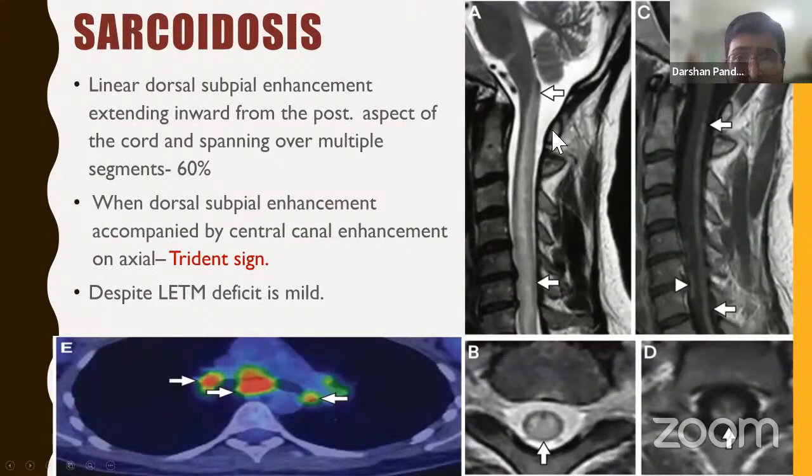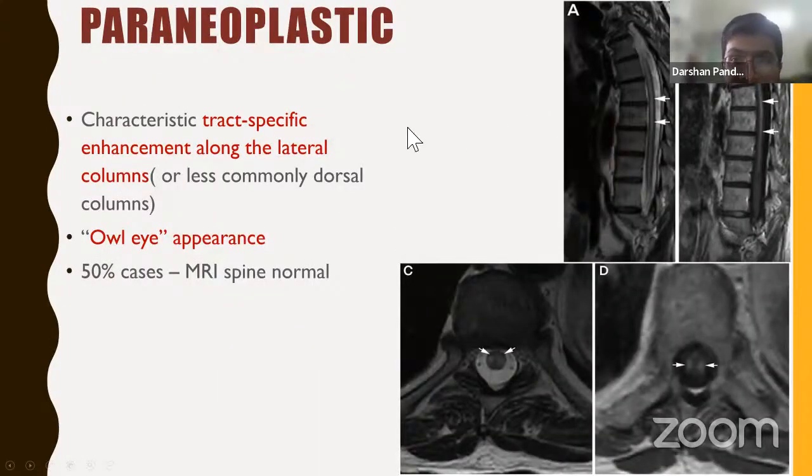Looking into sarcoidosis, there is a linear dorsal subpial enhancement extending inward from the posterior aspect of the cord and spanning multiple segments, a longitudinally extensive lesion. When this dorsal enhancement is also associated with central canal enhancement, we call it the trident sign, seen in axial images. But despite LETM, the deficit is quite mild in sarcoid. In paraneoplastic cases, there are also tract-specific lesions, particularly in the lateral columns, more so than the dorsal columns.